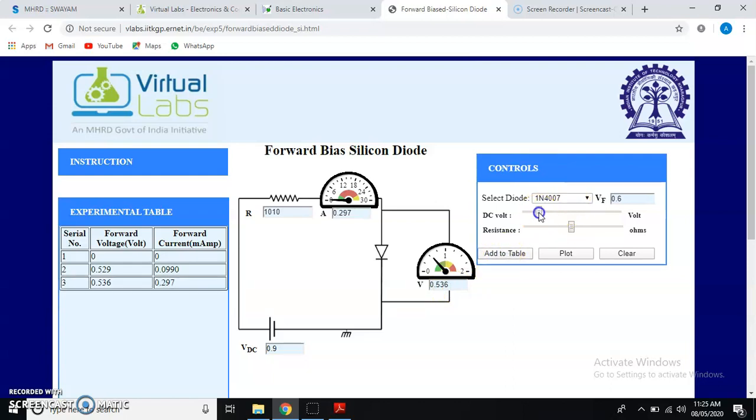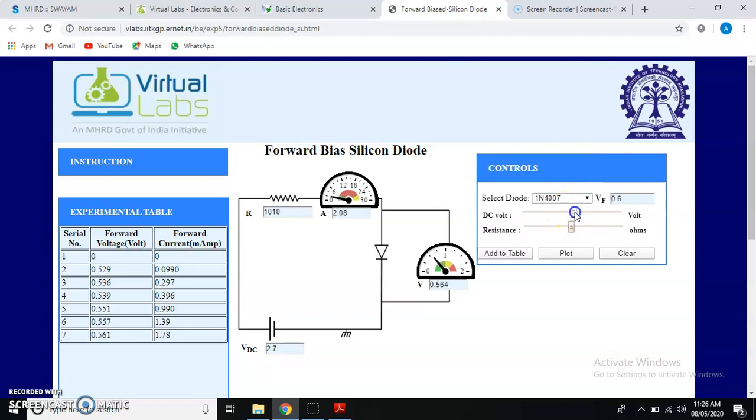Now let us adjust the voltage to 1 volt. We'll add the table reading. Let us keep it now to, say, 1.5, then 1.6. Add the reading. Then further move it to 2 volt. Take the readings, add them into the table. So simultaneously we are preparing the observation table also. Let us keep it now to 2.5. This is the current and voltage. Add the reading into the table.